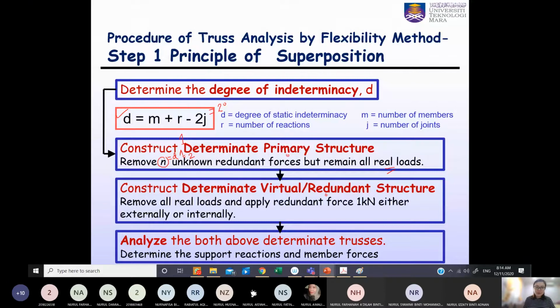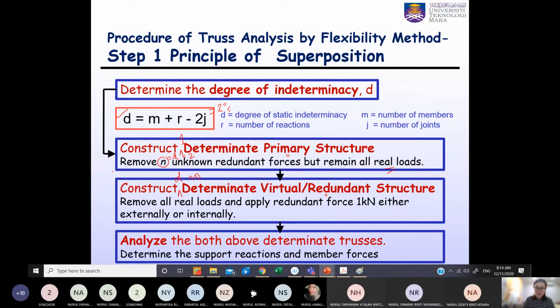For the redundant structure, you need to construct d numbers, or n numbers, of redundant structures. So in this case, if your d is equal to 2, you need to construct two redundant structures. Remember, your primary structure and the redundant structures right now are all determinate. They are only imaginary, used in this flexibility method to solve for your redundant forces. For the first redundant structure, what you need to do, okay, wait.